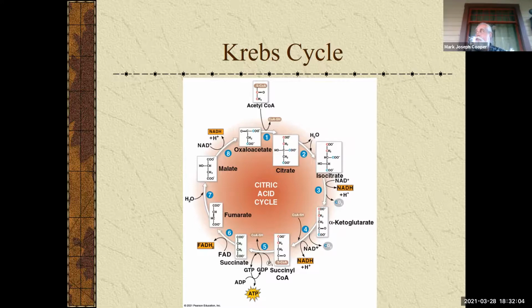So I need you to know those steps. I need you to memorize those sugars in order. And I need you to know where the NADHs, the CO2s, and the FADH2s, and the GTP and ATP are coming off. Okay, so big picture, what did we make? When one acetyl coenzyme A goes in, if you look around, we got 3 NADHs, 1 FADH2, and 1 ATP.